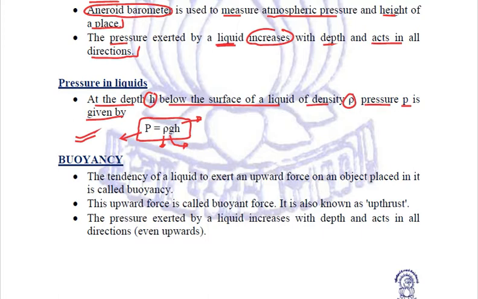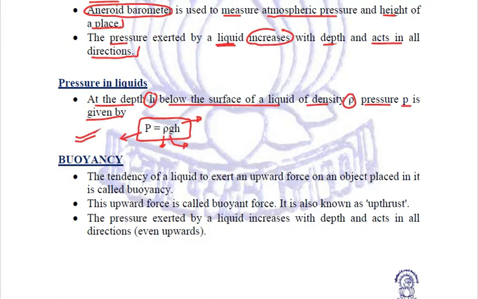So how do we calculate the pressure in liquids? The formula is P equals rho times g times h. Here, g we already know, and the values of rho, that is the density of the liquid, and h, that is the depth, will be given to us in the question. Then we can calculate the pressure.